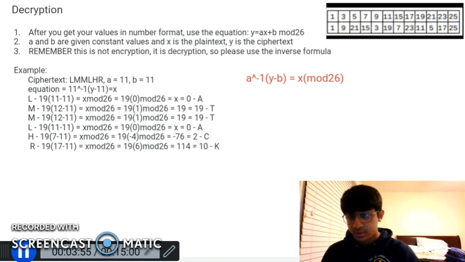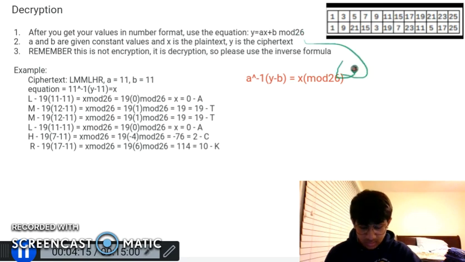So now we have decryption. Decryption is going to be the exact opposite of encryption. Actually, no, it's going to follow the same structure as encryption, but you have a different formula instead. Let's start off. After you get your values in number format, use the equation y equals ax plus b mod 26. Use that equation to derive the decryption equation yourself.